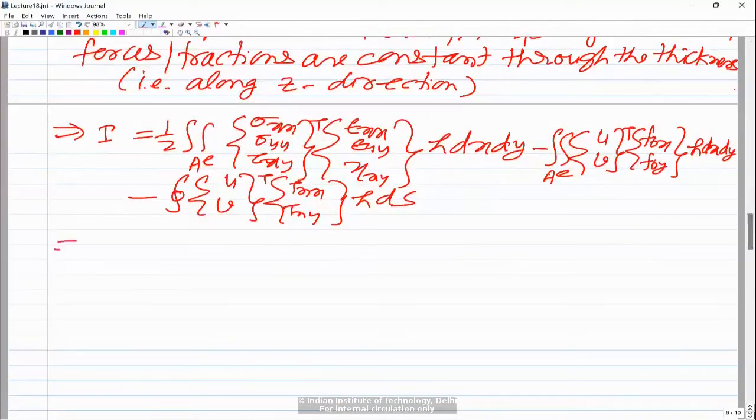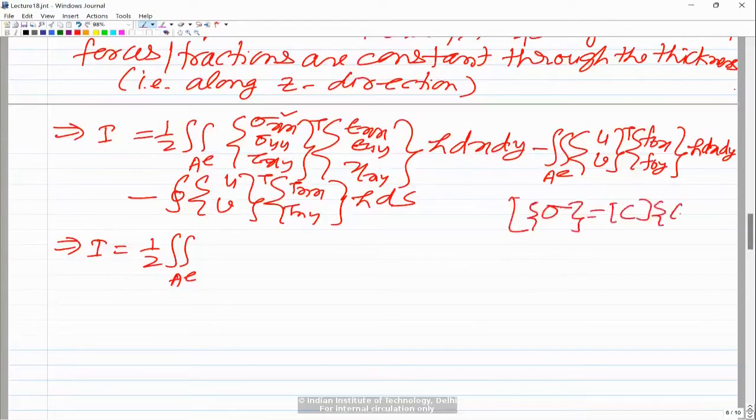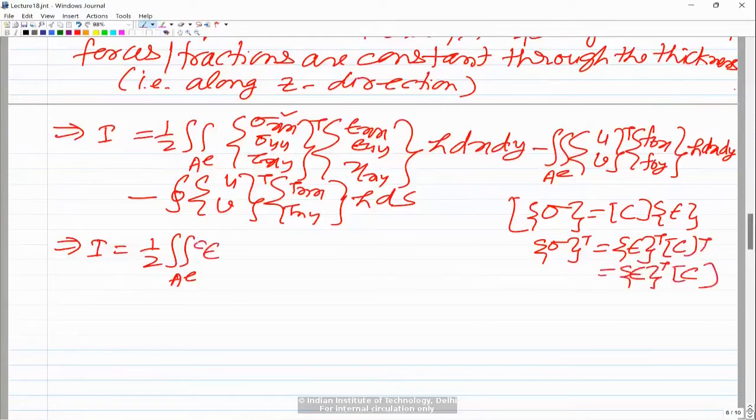We know the stress strain relationship. So we can write I is equal to half the integration over area of the element, and then sigma transpose. Sigma we have said already is equal to C into epsilon. So if you take sigma transpose, that would become epsilon transpose into C transpose, and since C is a symmetric matrix, that would become epsilon transpose into C.